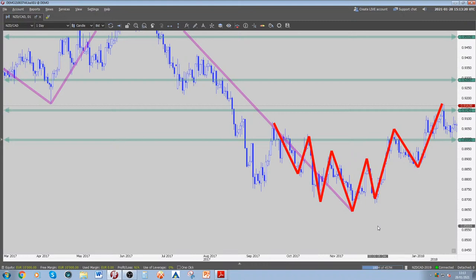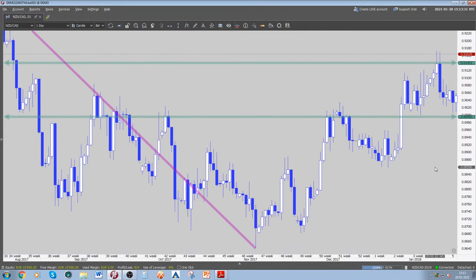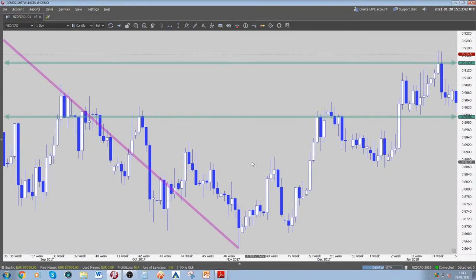So I need to pay attention to the change in the short-term trend at the pivot points, okay, and maybe not go long, okay, just maybe. So what I'm going to do, I'm going to draw a trend line, you know, and I'm going to monitor this trend line, okay.